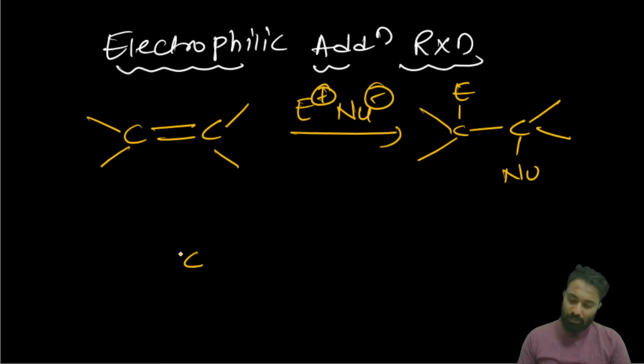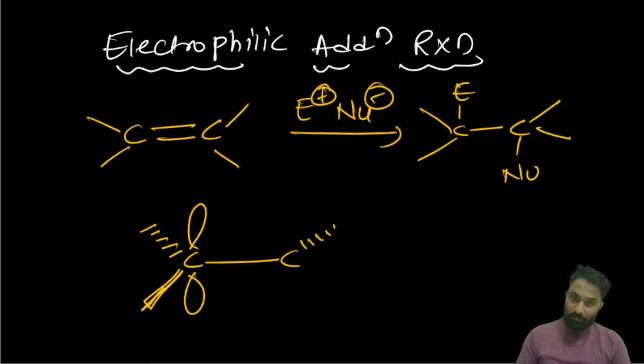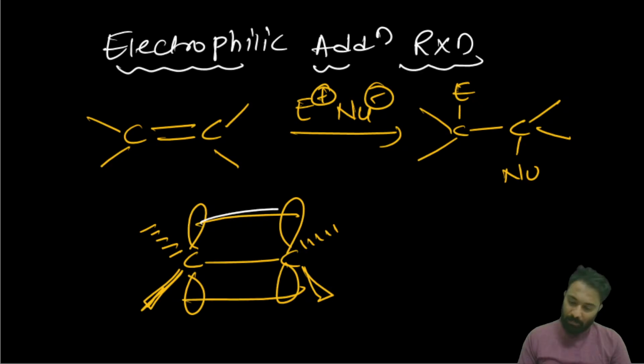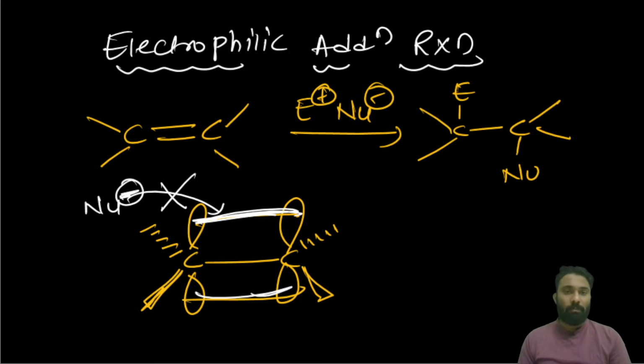Why is the alkene showing only the addition reaction? Why not nucleophilic addition? Because you can see this is a pi bond. Pi bond is made up of electrons. If the nucleophile wants to attack this carbon, the nucleophile already has electrons with negative charge and this pi bond also has electrons. That's the reason first the attacking of the nucleophile will stop. Nucleophilic attack will not happen for the alkene first.